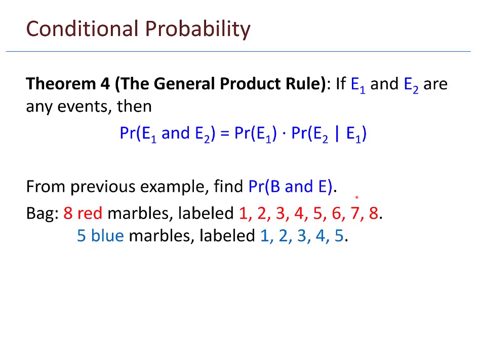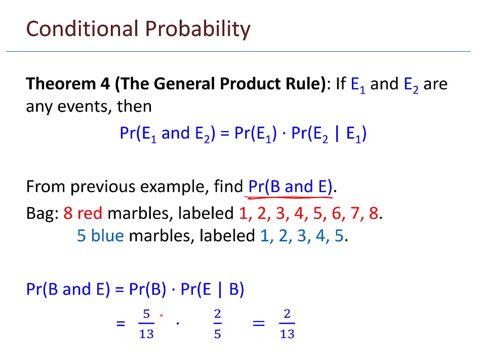Let's go back to the previous example, and let's consider what's the probability that I pull out a marble that is blue and even. Following the rule of the theorem, the probability that it's blue and even should be the probability that it's blue times the probability that it's even, given that it's blue. And the probability that it's blue is 5/13. The probability that it's even, given that it's blue, is 2/5. Multiply them together, and we get 2/13.